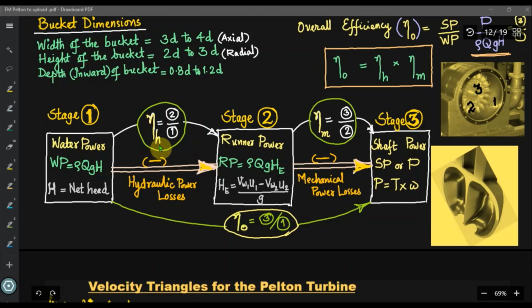For example, if hydraulic efficiency is 90%, there is 10% hydraulic power loss. If the mechanical efficiency is 85%, there is 15% mechanical power loss. Now the overall efficiency of any turbine is the ratio of shaft power to water power, that is 3 divided by 1. Obviously, 3 divided by 1 is equal to 3 divided by 2 multiplied by 2 divided by 1. So if you take the product of the two stage efficiencies, mechanical and hydraulic, you get the overall efficiency.